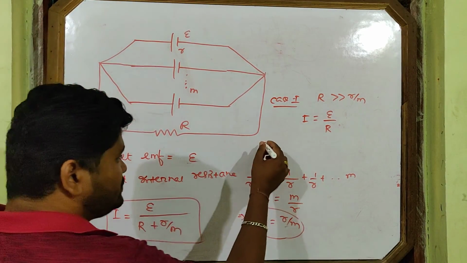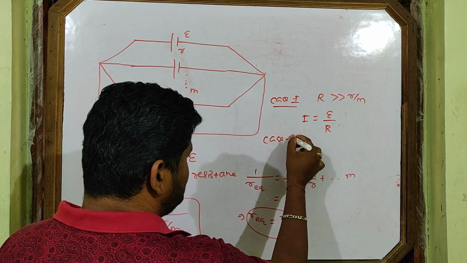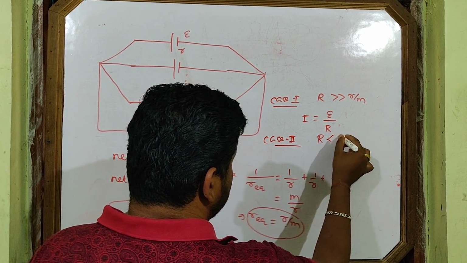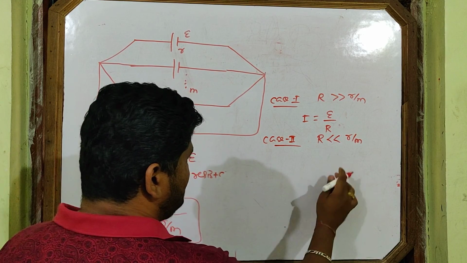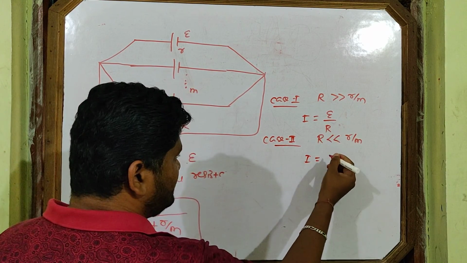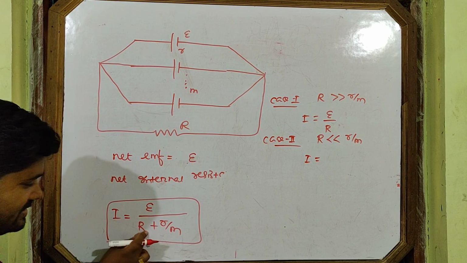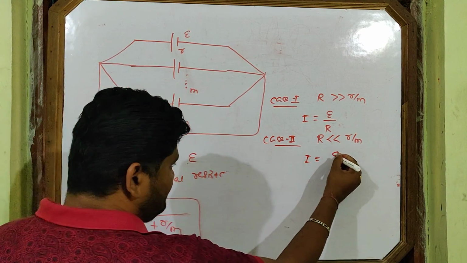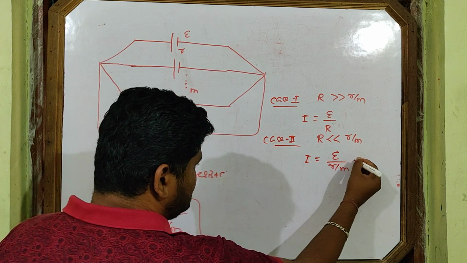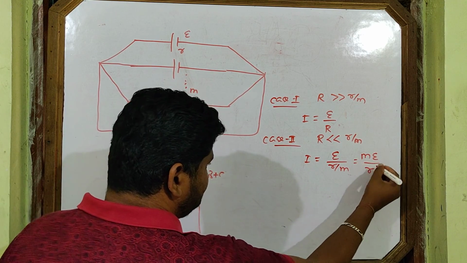Okay. Case 2. External resistance is very much less. What happens in this case? I equal to, so R is very much less, it is negligible, it is neglected. E by R by m. It is coming mE by R.